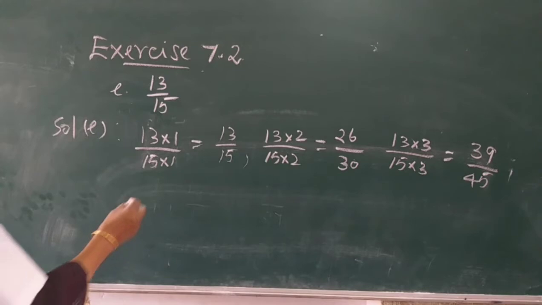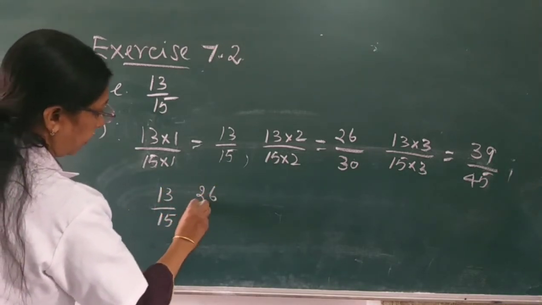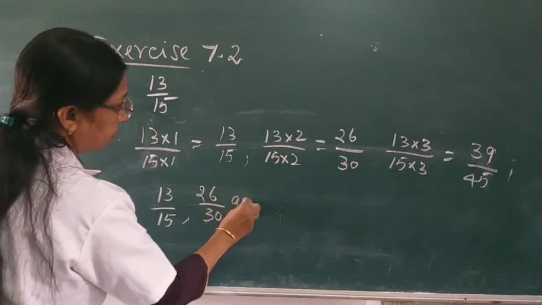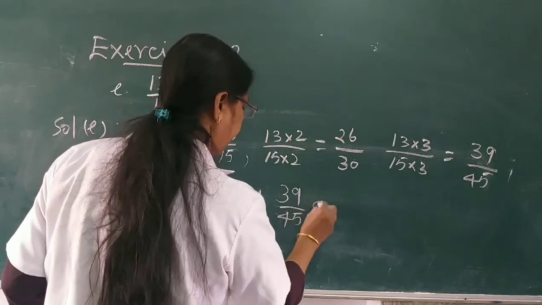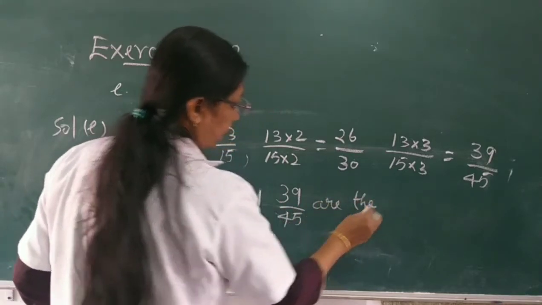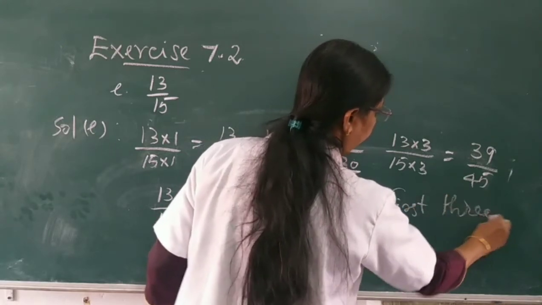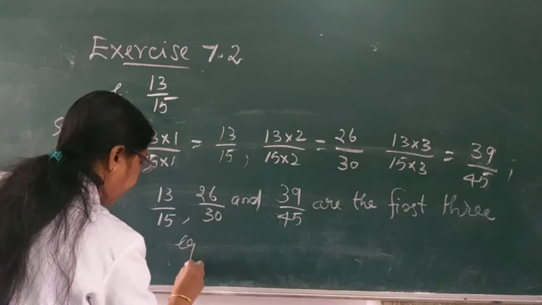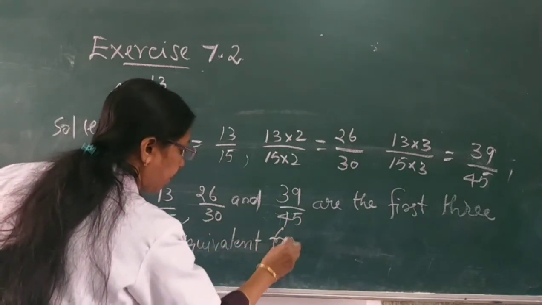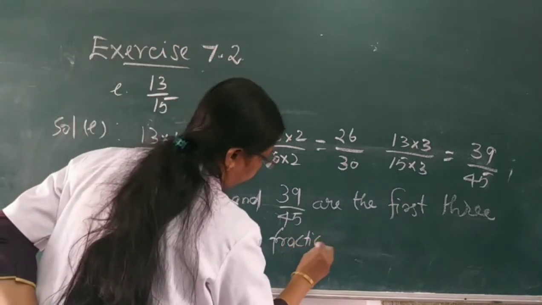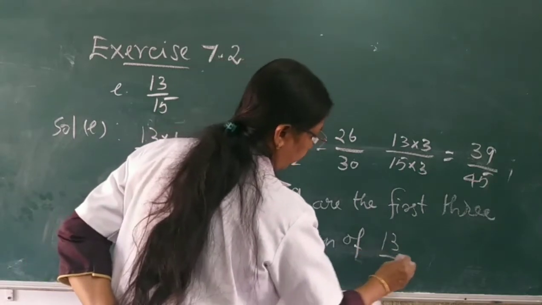Oh, but these three, that is 13 by 15, 26 by 30 and 39 by 45 are the first three equivalent fractions of 13 by 15.